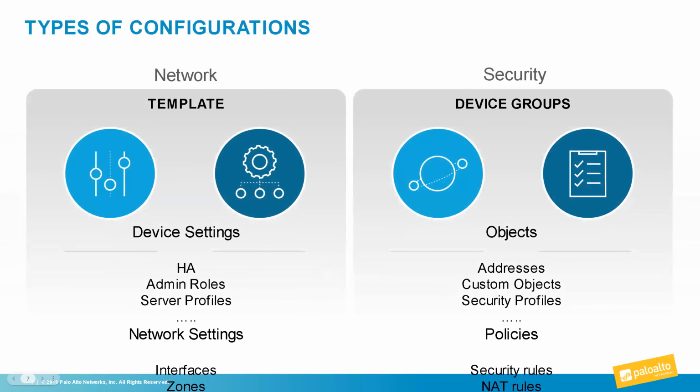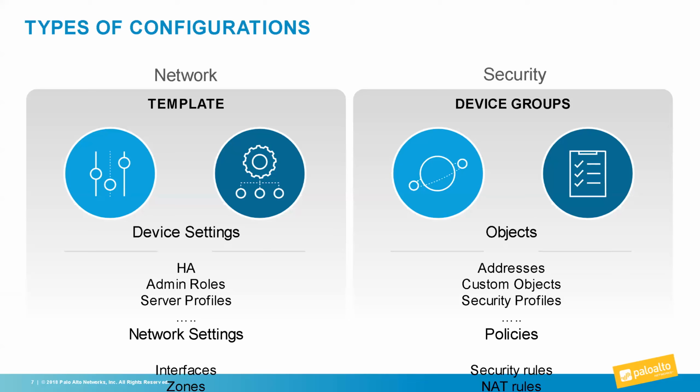So within Panorama configuration, there's two real components to this. There's the device groups and then the templates. Okay. Device groups, we're talking about the security policies and objects tabs of the firewall, right? So we're going to be managing all of our rules as well as all of our objects: address, service, custom security profiles, anything under those two tabs within a PAN-OS firewall will be under the device groups.